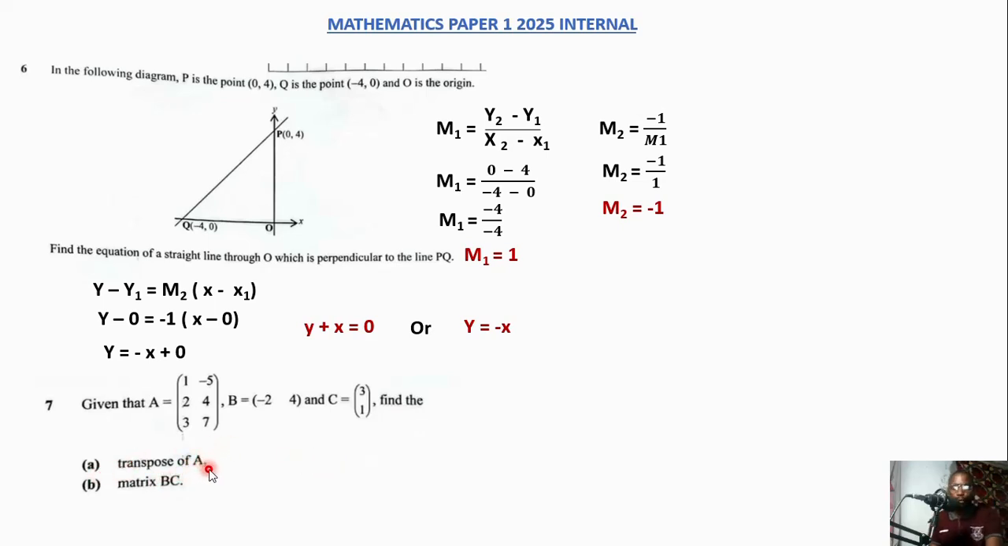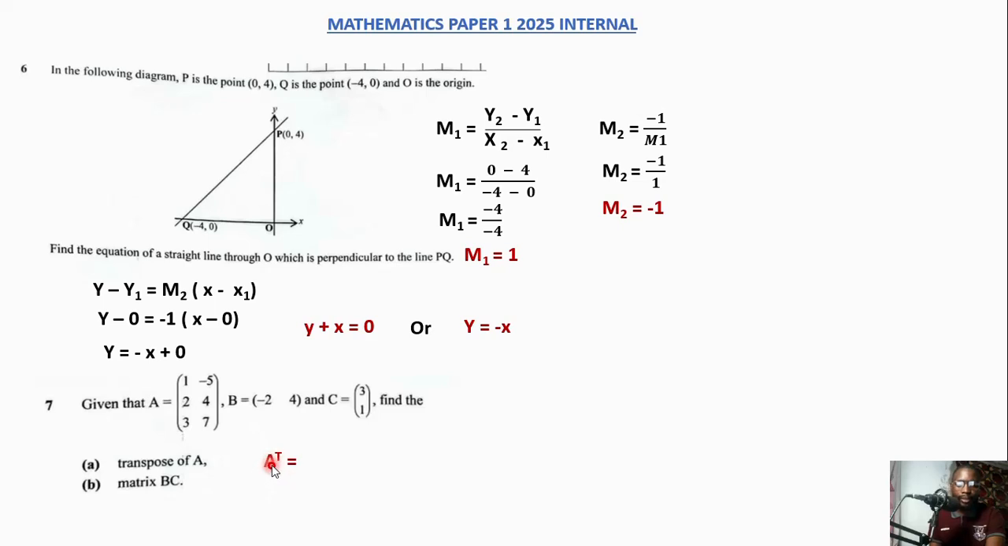The transpose of A. So now listen. Under matrices, when they say transpose, just make sure that your rows become your columns. Okay, make sure that your rows become your columns. So here, this is just very simple. No need to stress or start thinking about how you're going to solve this question. Just make sure that your rows become your columns.